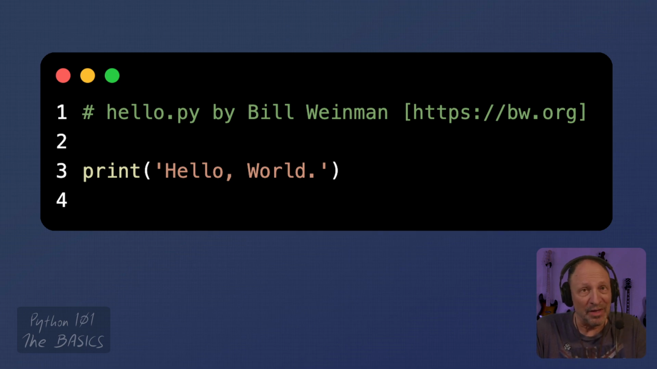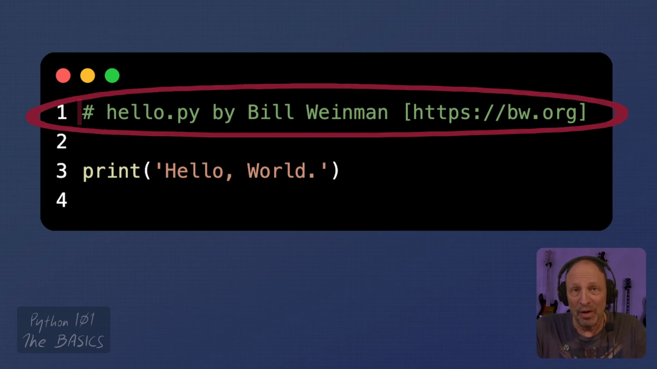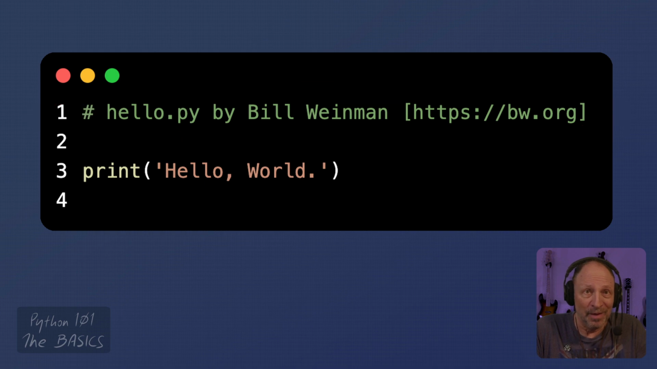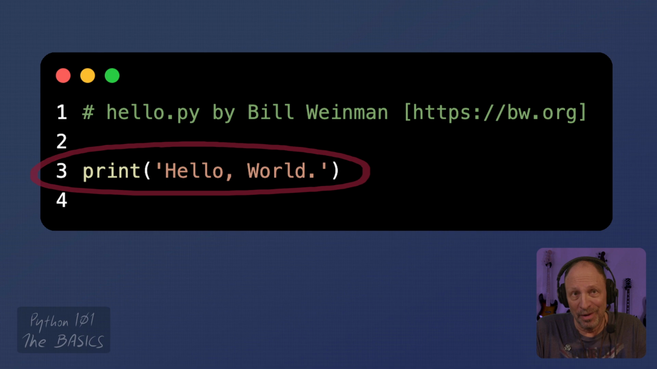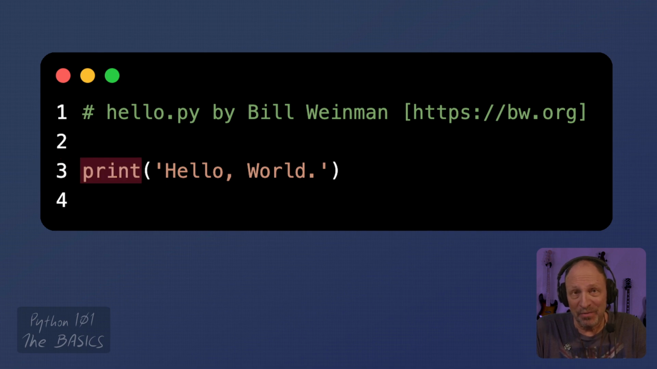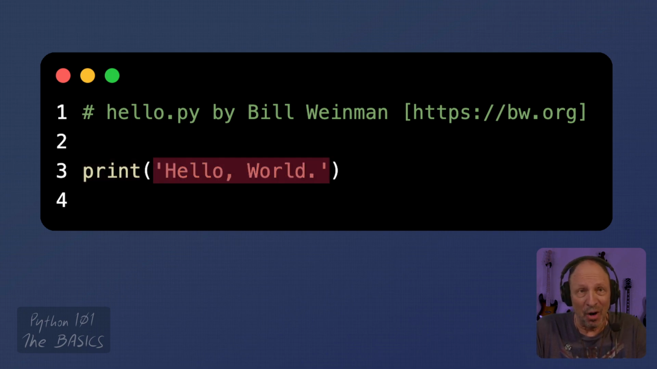This is a very simple Python script. The first line is a comment. Comments in Python are introduced with a hash symbol. The second line prints the string hello world. Print is a built-in function, so this statement is called a function call. It calls the print function and passes the string as an argument.